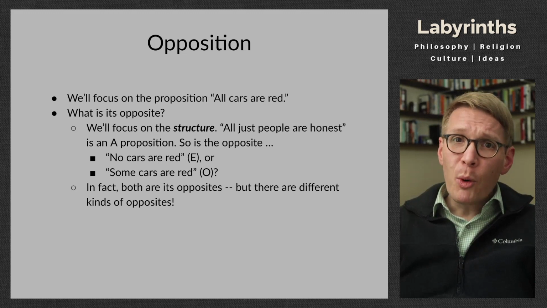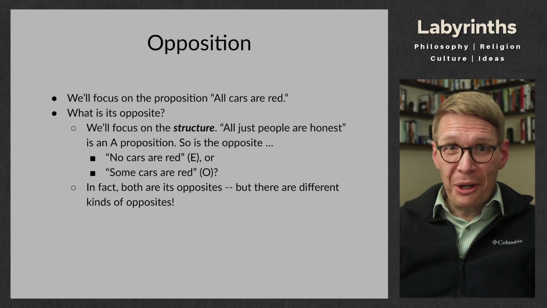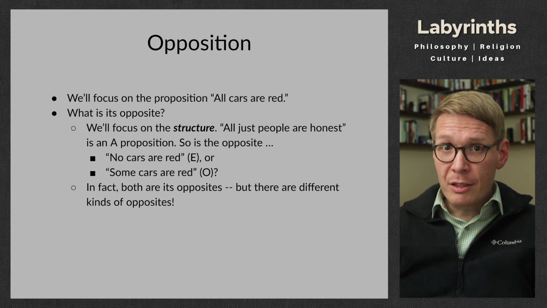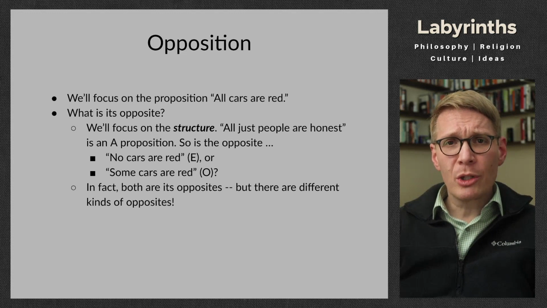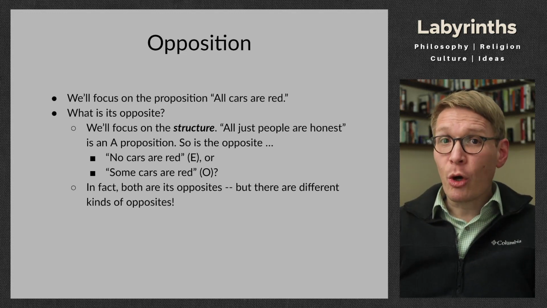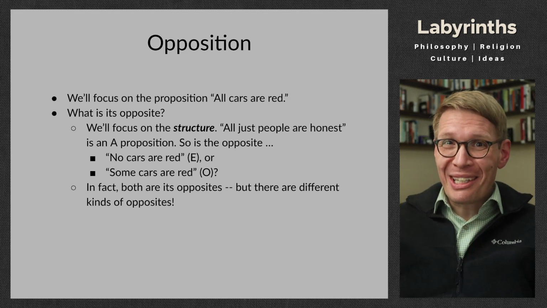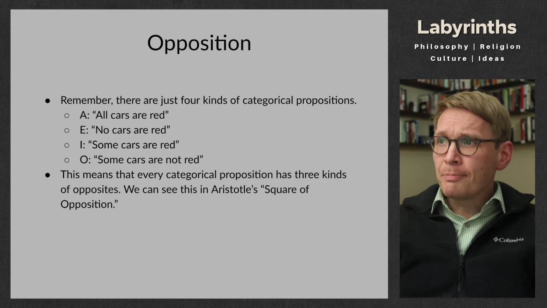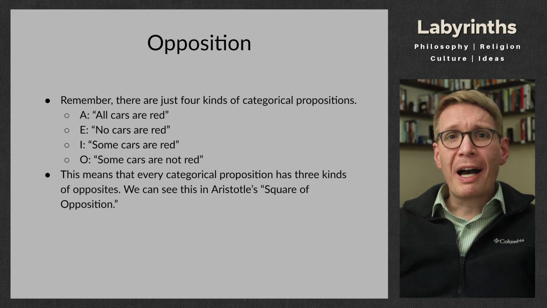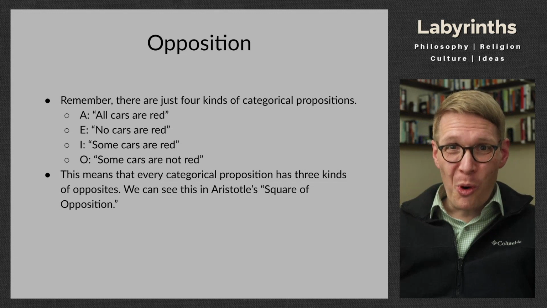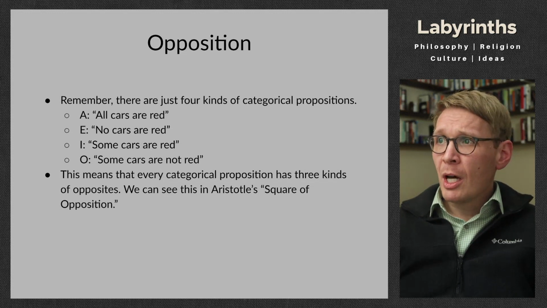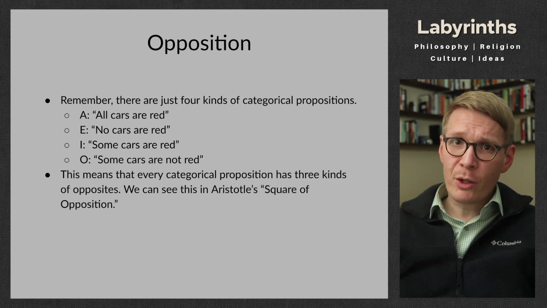The answer is that both of those are opposites of the initial proposition, all cars are red. They're just different kinds of opposites. And that's the interesting thing that we're going to look at in this lecture. An opposite is not only one kind of thing, it's at least, well, 5 kinds of things, actually, as we will see. Or I should say, there are 5 kinds of operations that you can perform on any proposition to determine what its opposite will be. There are just 4 kinds of categorical propositions.